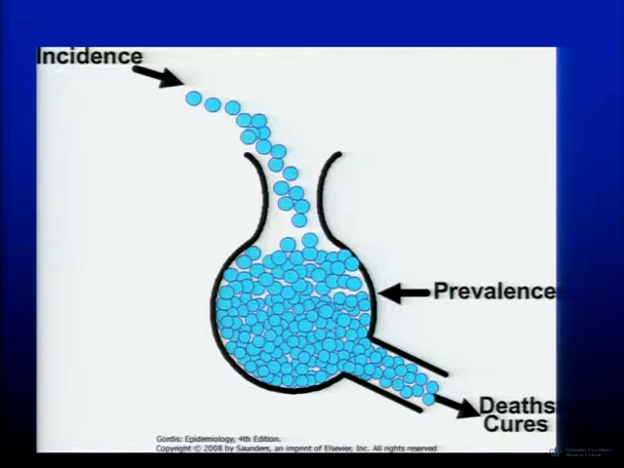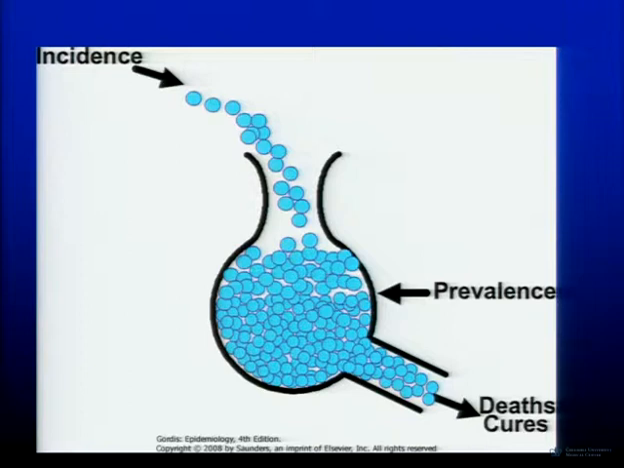I'm capturing more people. If I have people with breast cancer and I've come out with this great cure where people don't end up dying, what is going to happen to the prevalence? Right, because they're not leaving that flask. They're not dying and leaving the flask.